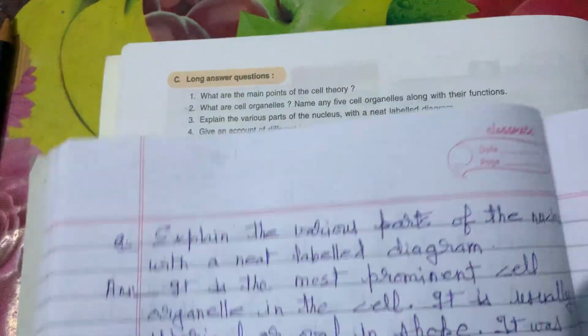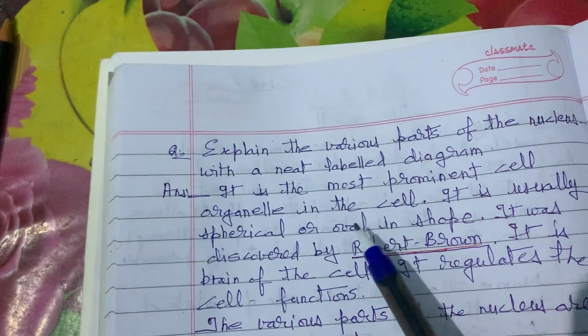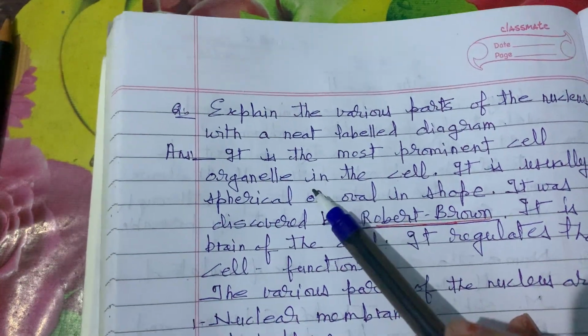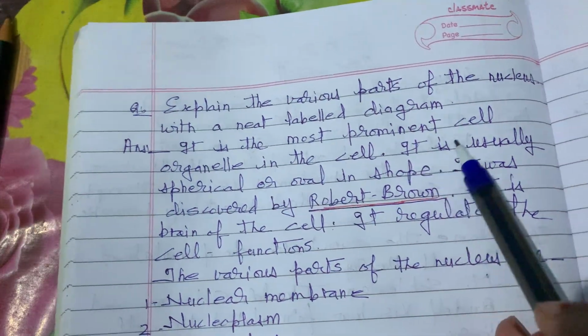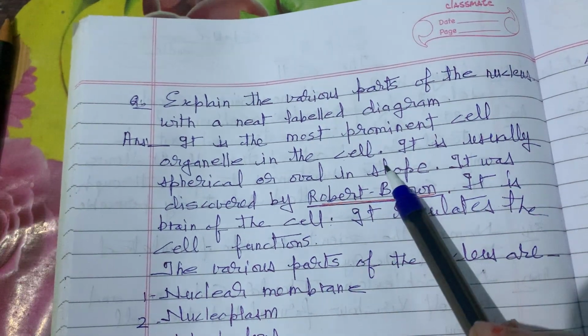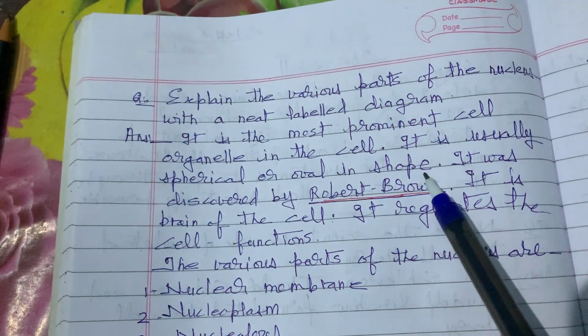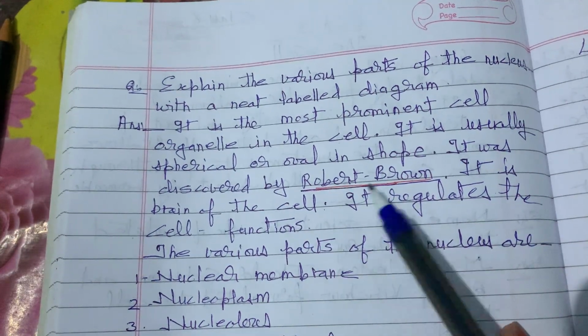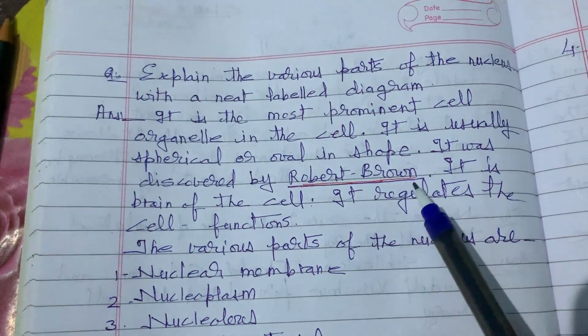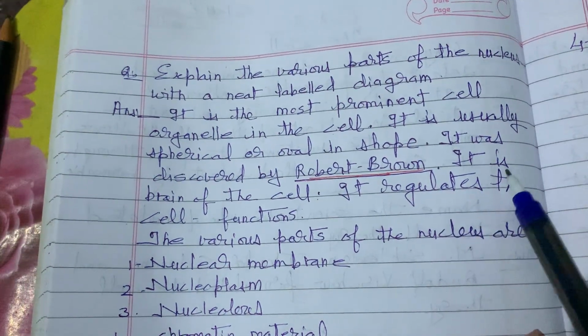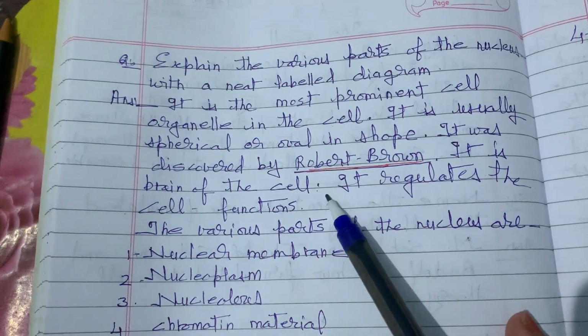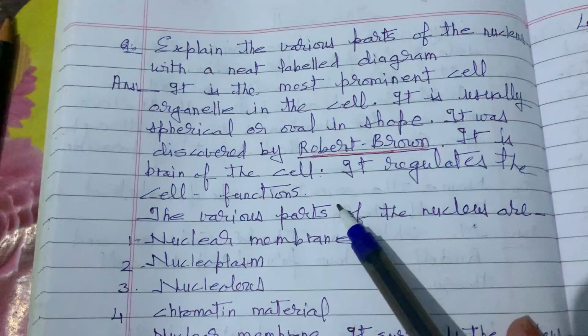Now see here. Nucleus: it is the most prominent cell organelle in the cell. It is usually spherical or oval in shape. It was discovered by Robert Brown. The scientist Robert Brown discovered the nucleus. It is known as the brain of the cell. It regulates the cell function.